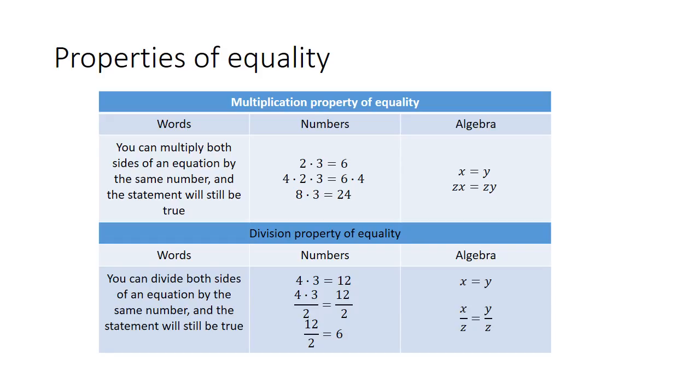Just like the properties of equality for addition and subtraction, the properties for multiplication and division say that whatever you do to one side of any equation, you do to the other side of the equation, to keep it an equal and true statement.